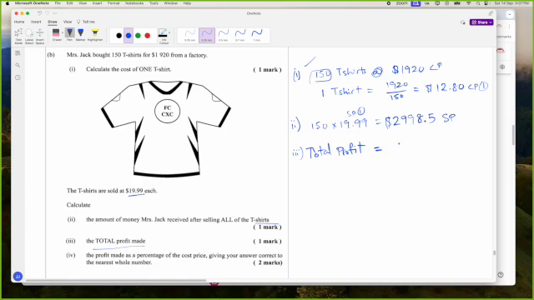All right, so the profit will be 2,998.5 minus the cost price 1920. And so $1078.50 profit.